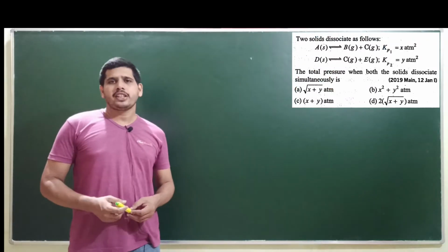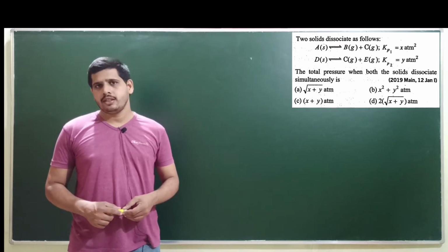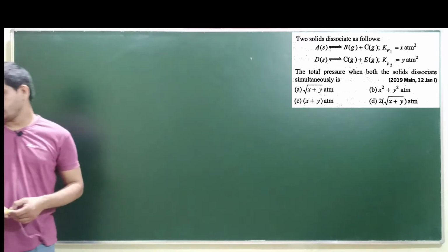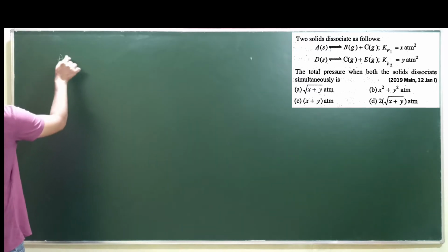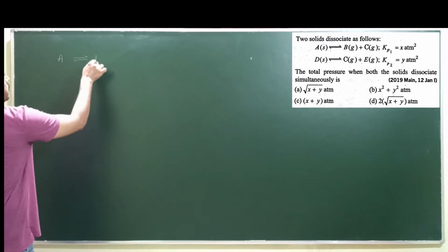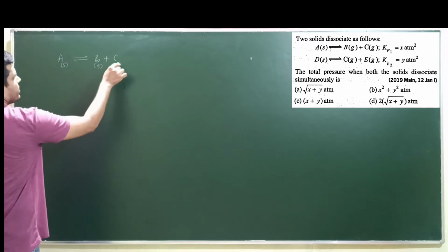Students, here we are given the dissociation of two solids. Solid A dissociates according to the equation, and solid D as well. So let me write the reaction. A dissociates to give B plus C. This is a solid, and these are the gases.